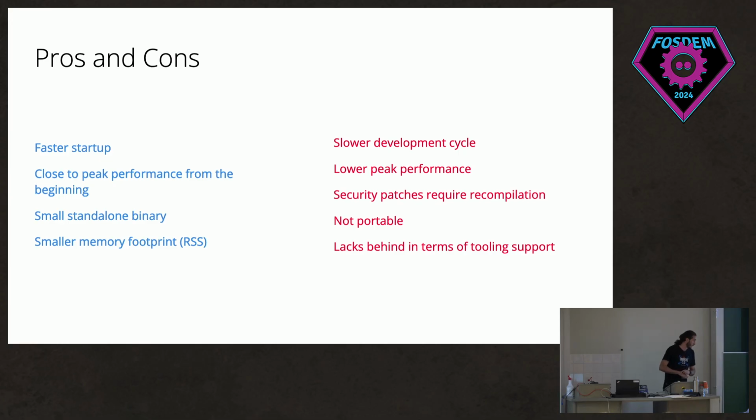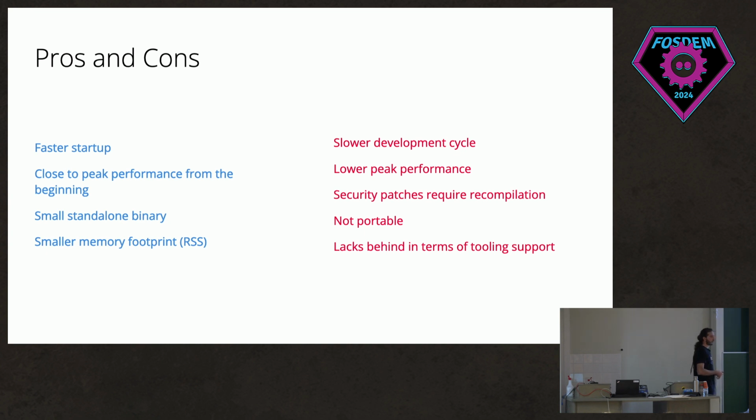Now, what are the disadvantages? First of all, you get a slower development cycle. Compiling to native takes longer than compiling to a jar file. So we suggest that you develop on the JVM, debug on the JVM, and only when you are happy with your application, then move to native because that takes some time.